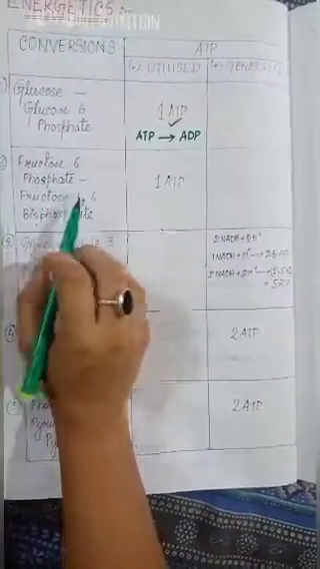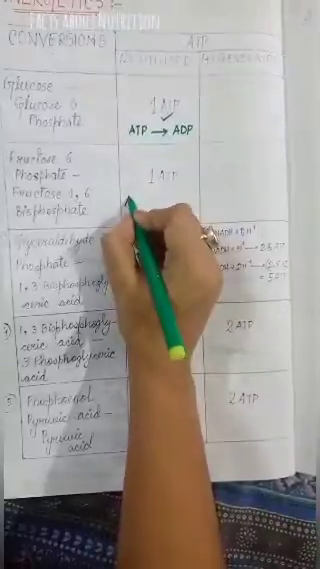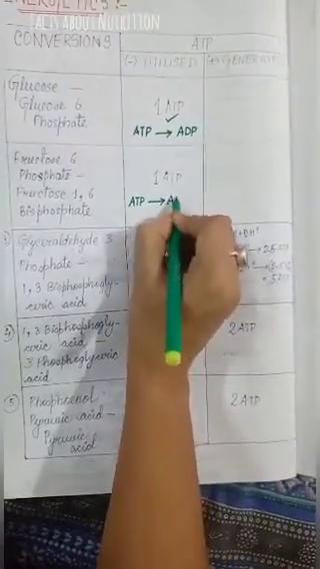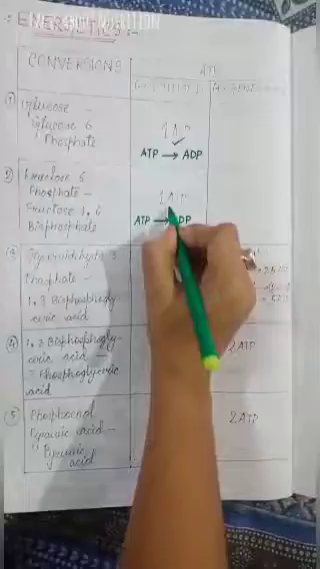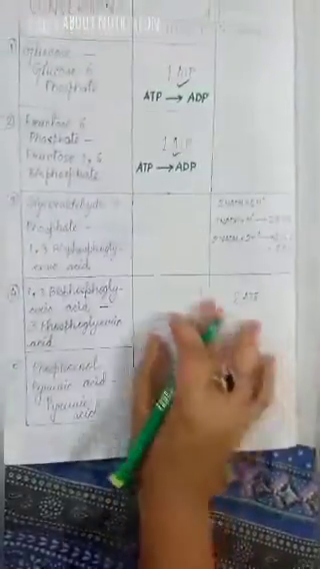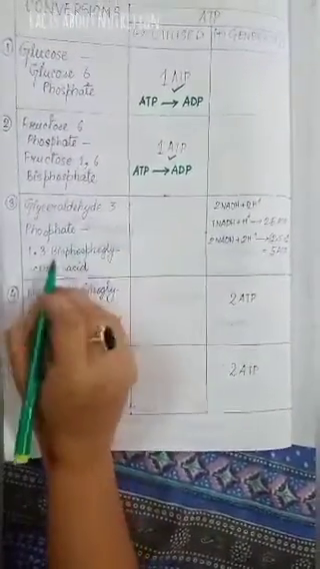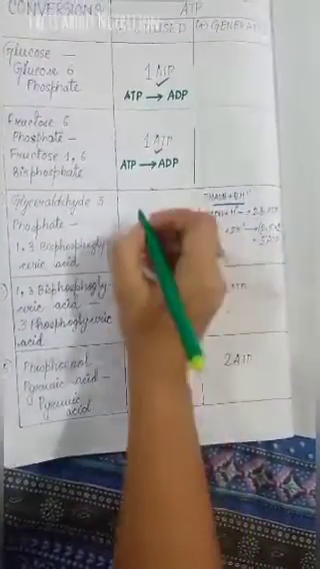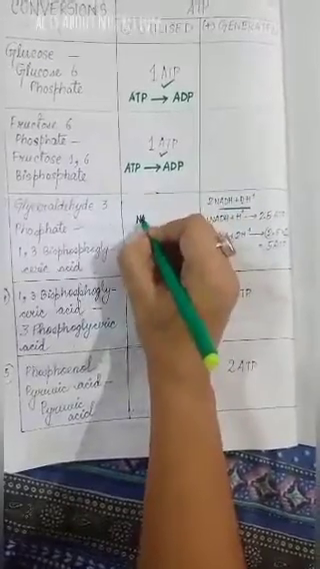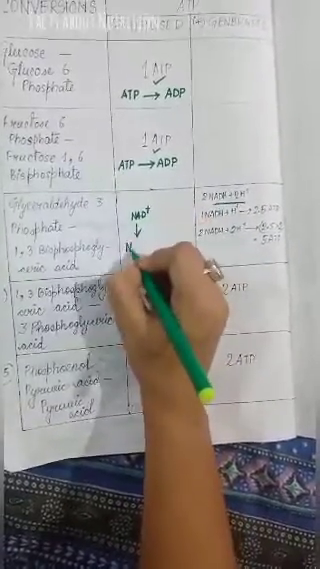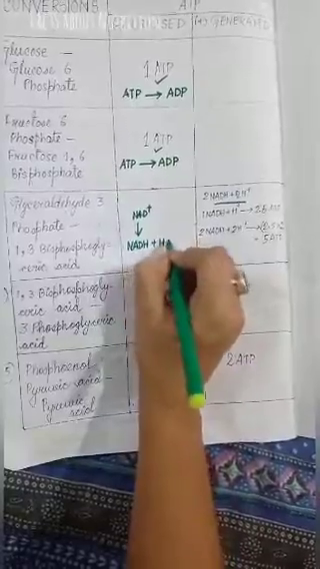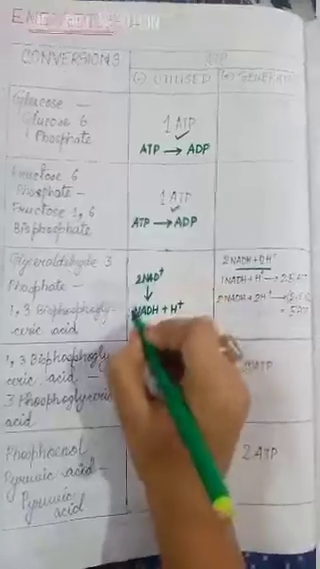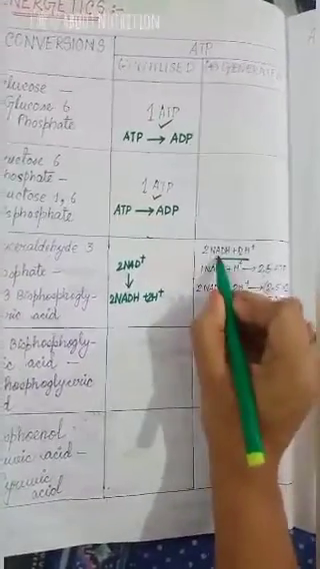In the second part, fructose 6-phosphate to fructose 1,6 bisphosphate, again from ATP, ADP was produced. So here also 1 ATP was utilized. Next, in the glyceraldehyde 3-phosphate to 1,3 bisphosphoglyceric acid step, NAD plus is converted to NADH plus H plus, right? As I already said, 2 will be there, so 2 NADH plus 2 H plus.